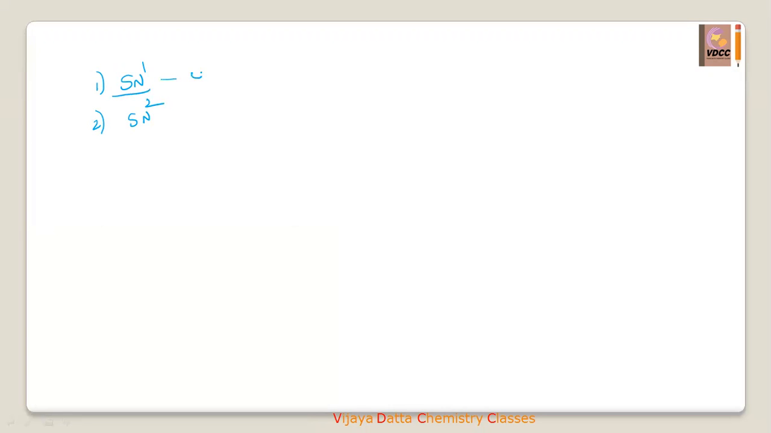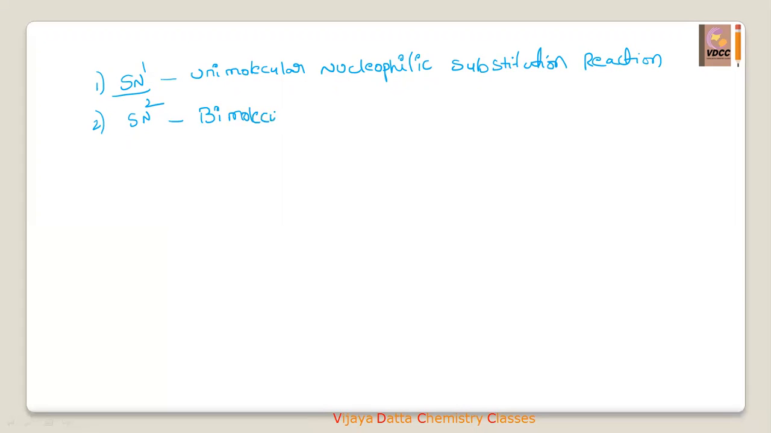SN1 is called unimolecular. The first one's name is unimolecular nucleophilic substitution reaction. The second one is bimolecular nucleophilic substitution reaction.